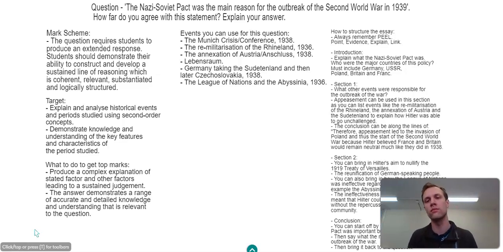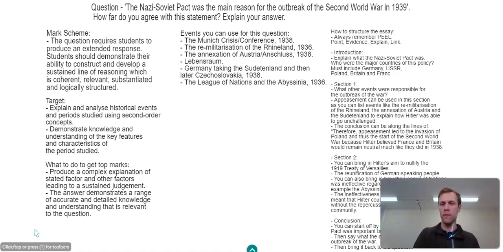So for section 1, what other events were responsible for the outbreak of the war? Again, the section on the events you can use for this question, you can use that. For this person, they used appeasement. And it can be used in this section as you can list the events like the remilitarization of the Rhineland, the annexation of Austria and the Sudetenland to explain how Hitler was able to go unchallenged. And the conclusion to that would be on the lines of, therefore, appeasement led to the invasion of Poland and thus the start of the Second World War, because Hitler believed France and Britain would remain neutral, much like they did in 1938.